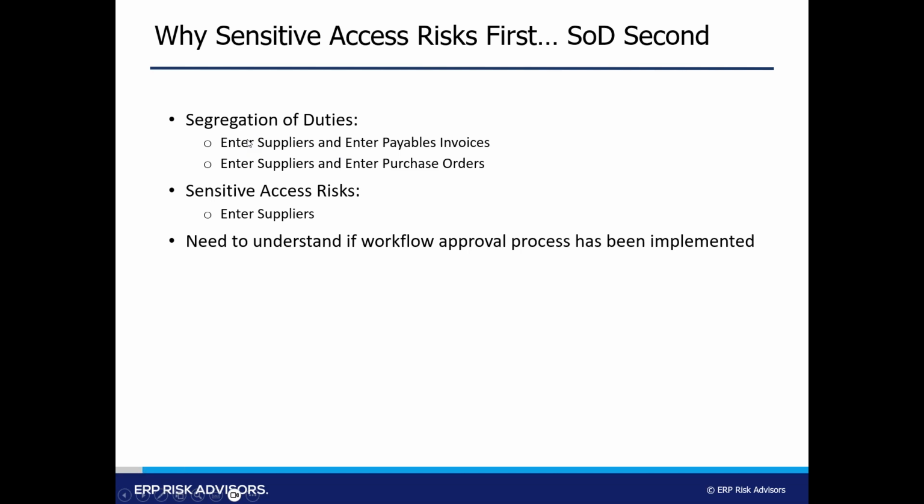And if it's fully mitigated through workflow, as an example, then I don't really care if somebody has to enter suppliers, enter payables invoices, because suppliers is really a fully mitigated control. So from my perspective, I scope out the SOD risks, enter suppliers versus enter payables invoices, because I have an effective mitigating control related to suppliers.